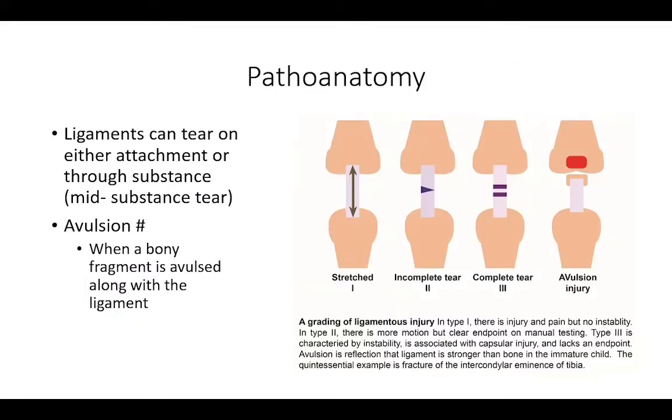We will talk in general about ligaments and the grading of injury. The ligaments can either tear at either of their attachments or through the mid-substance. An avulsion fracture is when a bony fragment is avulsed along with the ligament. Grading of ligamentous injury can be type 1, in which the fibers are stretched, type 2, in which there is an incomplete tear, type 3 is a complete tear, and type 4 is an avulsion injury.